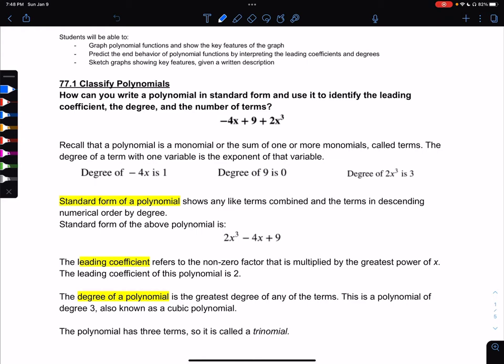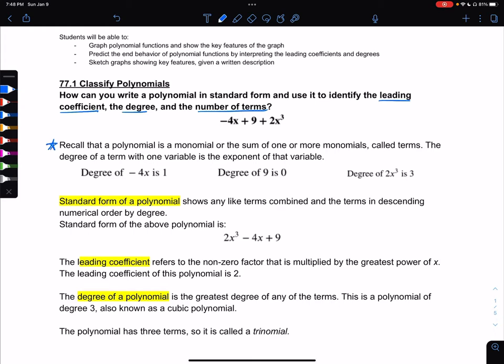Okay, so there's three things we're looking for. We have leading coefficient, degree, and the number of terms. The number of terms is easiest because it's just how many you have. So you'd have like 1, 2, 3 here. You'd have 3 terms. And then leading coefficient, degree, we'll get into a little bit more detail in a second. All right, so let's look right here.